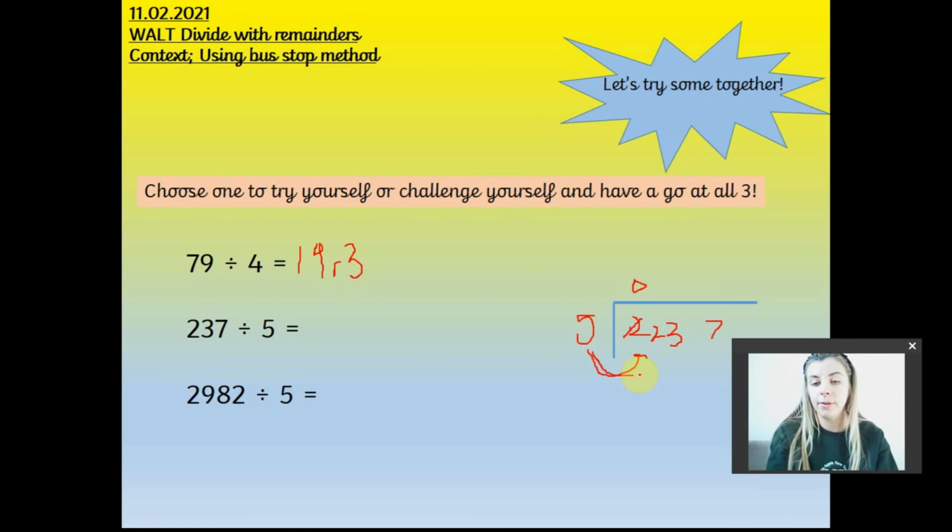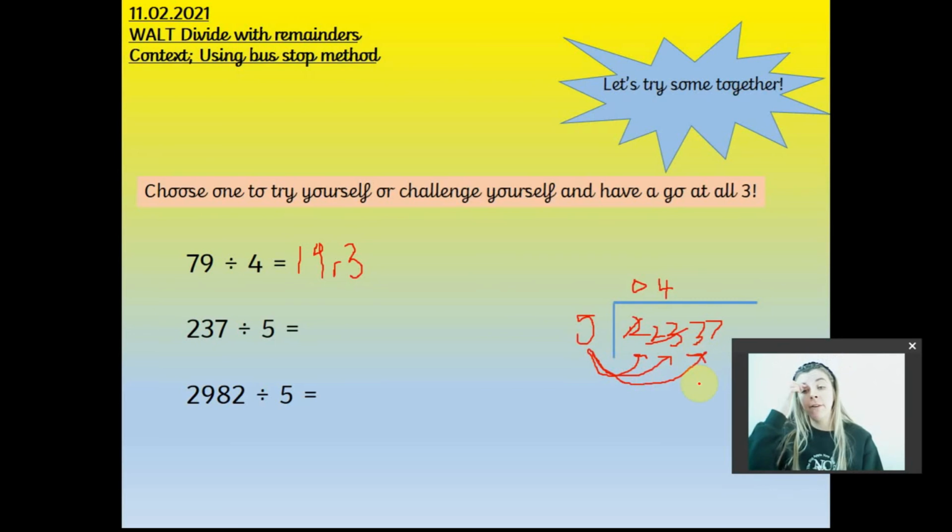Now let's have a look at how many 5s go into 23. I know that 23 isn't a multiple of 5, but let's see how close we can get. So 5, 10, 15, 20. Can't go to 25, it's too big, so we can go to 20. So we've got 4 5s go in, but we have a remainder of 3 because we only managed to get to 20. So let's carry that 3 over to make that 37.